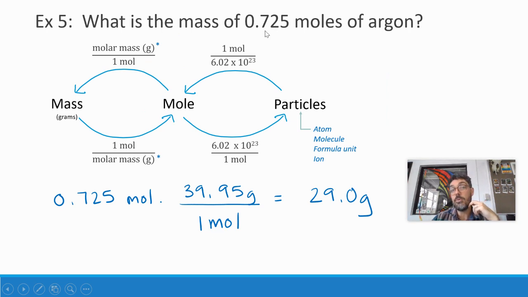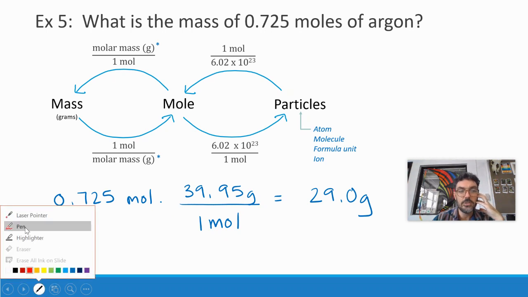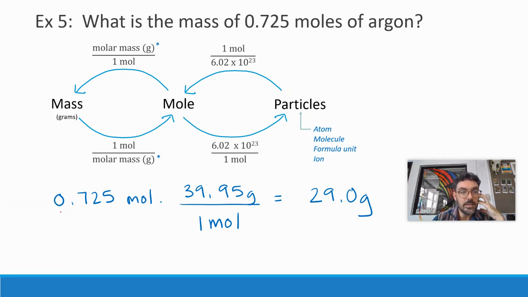The question said 0.725 moles of argon. We make sure we set it up so that the moles are on opposite sides of the fraction. And if you don't know what I'm talking about when I say opposite sides of the fraction, just keep in mind that this is the same thing as putting this over 1. Because you divide anything by 1, you get the same number. So this is the numerator, this is the denominator. The moles cancel out. The question asks us for mass, and here's our mass, 29.0 grams of argon.